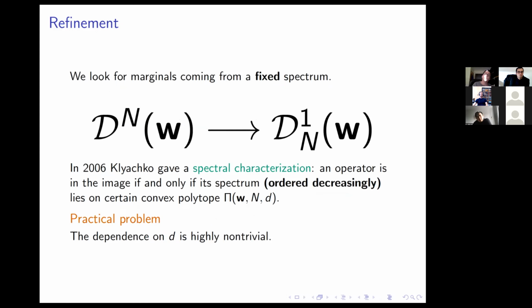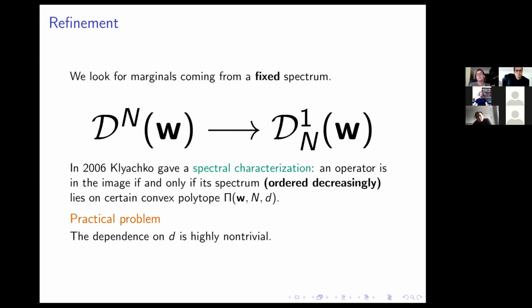So in 2006, Klyachko gave a spectral characterization. And it's complicated. It's super interesting, but the characterization of this, you have to compute. It uses a lot of algebraic geometry, and you have to compute cohomology of certain flag varieties, and it's hard to put into the computer. So it's beautiful mathematically, but it's not very practical at the level of computing it.